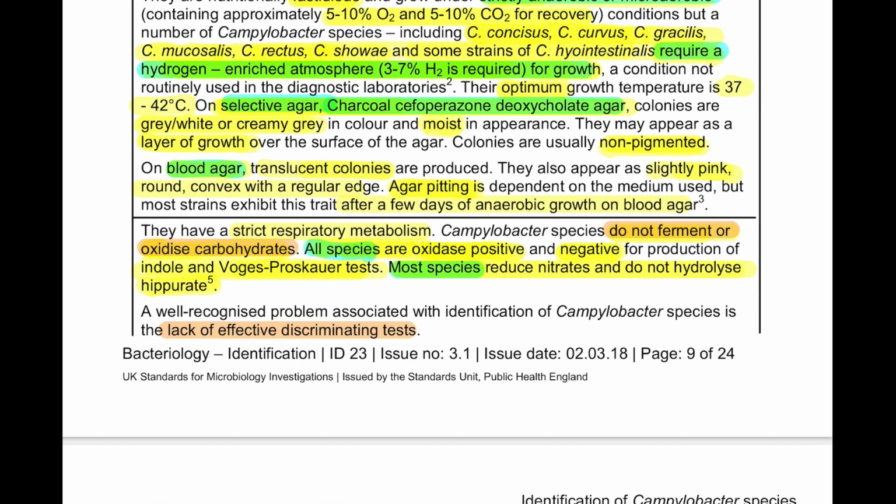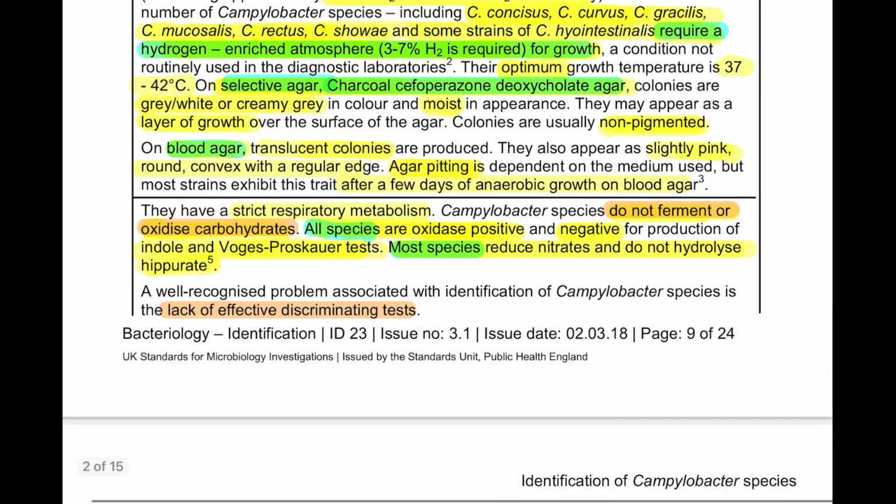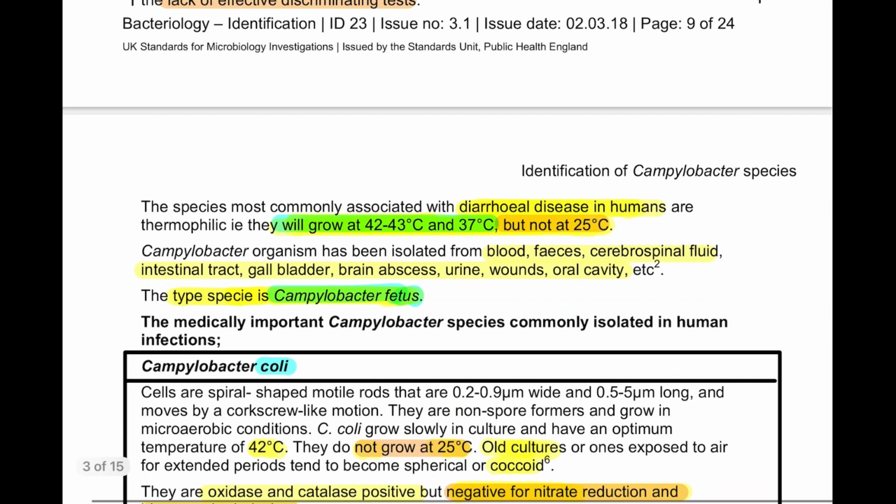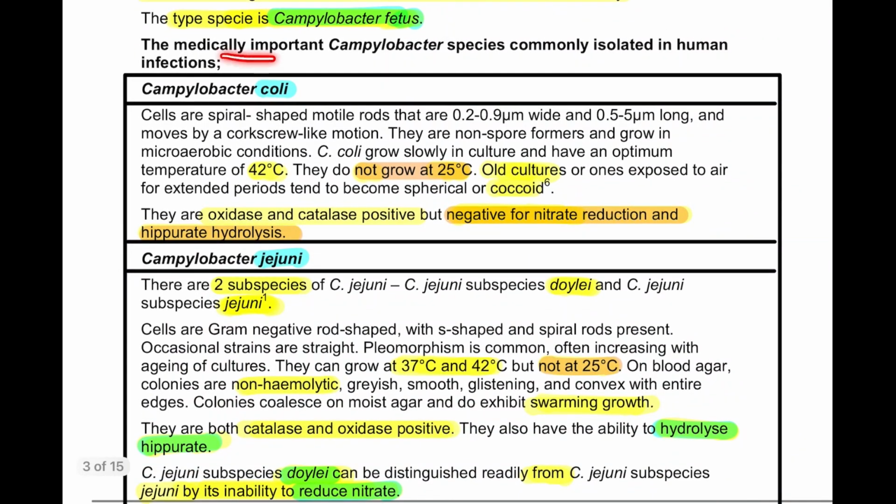There is a lack of effective discriminating tests to differentiate species. Diarrheal illness in humans is usually caused by the thermophilic strains, which usually grow at 42 degrees centigrade and 37, but usually don't grow at 25 degrees centigrade. So this is an important differentiating point. The type species is Campylobacter fetus, and this organism has been isolated from feces and blood, as well as other sterile body sites, intestinal tract, brain abscess, urine, wounds, and oral cavity. The two medically important and very common species are coli and jejuni.